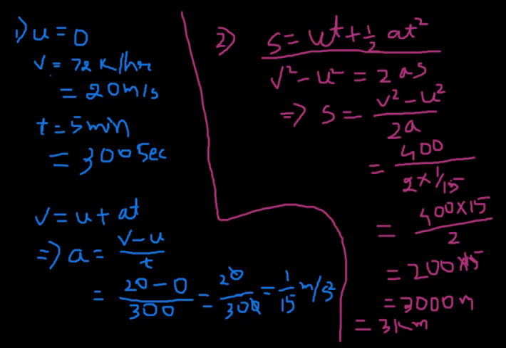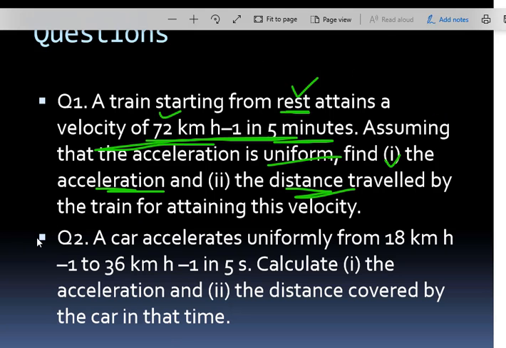Now let us come to the second question. A car accelerates uniformly from 18 km per hour to 36 km per hour in 5 seconds. Here, the initial velocity is 18 km per hour. Final velocity is 36 km per hour. To get the velocity from 18 km per hour to 36 km per hour, 5 seconds time is required. Okay. Calculate the acceleration, then the distance covered by the car in that time.